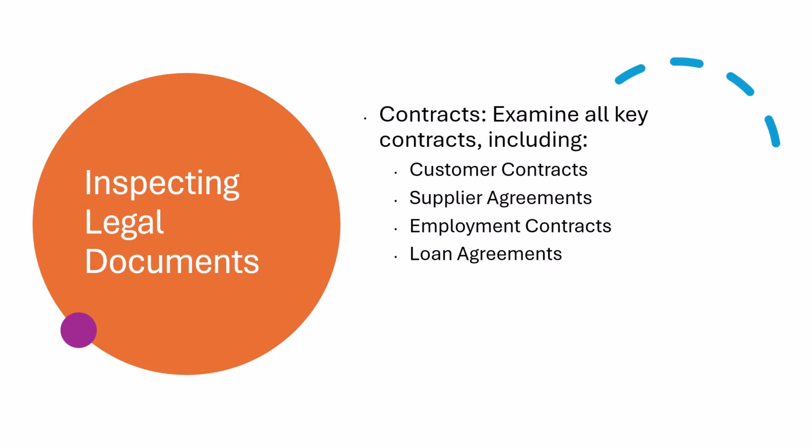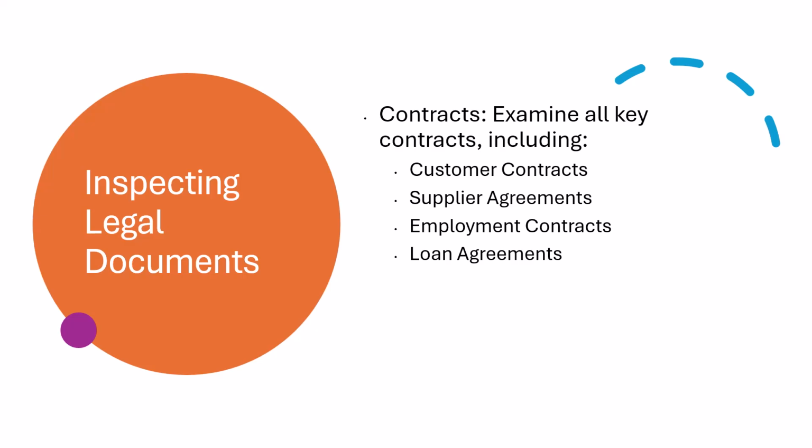The next step in due diligence is inspecting legal documents. The first place that we're going to start is with contracts. And what we're going to do is examine all the contracts and look at the customer contracts, supplier agreements, employment contracts and agreements, and any sort of loan agreements.